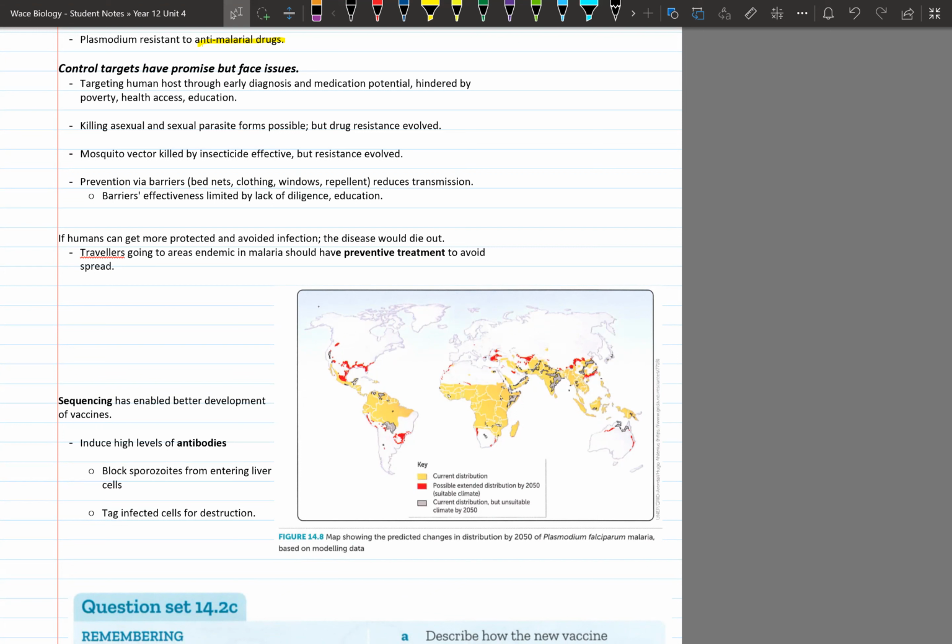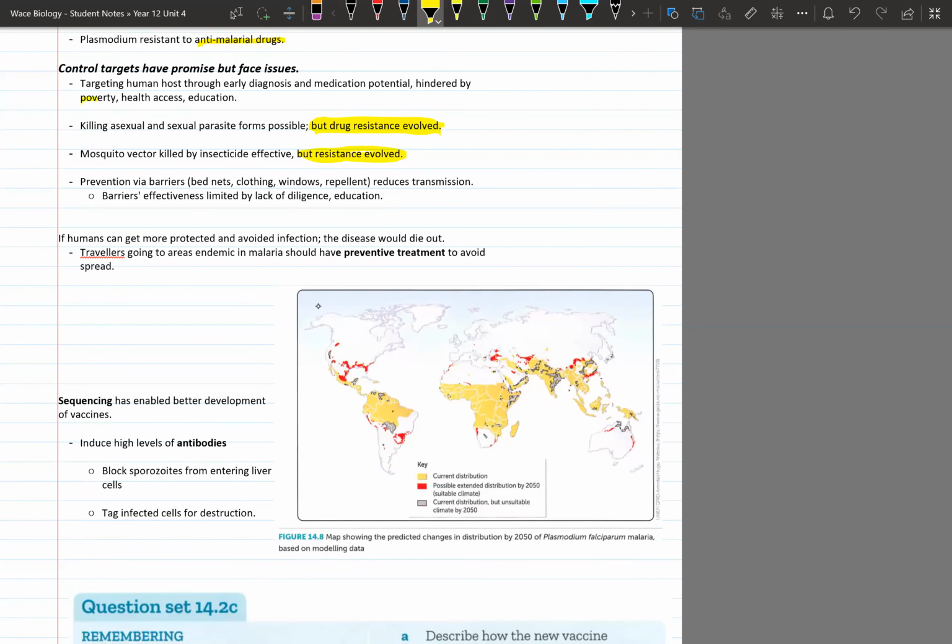For the second and third point, resistance, right? This is one of these forever ongoing problems in medical science, that you're always going to have resistance, microevolution occurring. You need to create new drugs. So killing asexual and sexual parasitic forms, drugs could follow, but you'll eventually get some resistance, even for the pathogen, for the parasite, and for the mosquito itself. So there's always that problem.